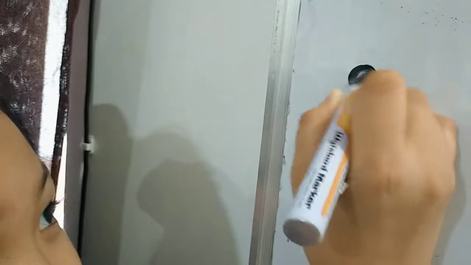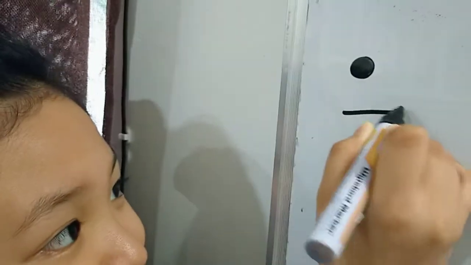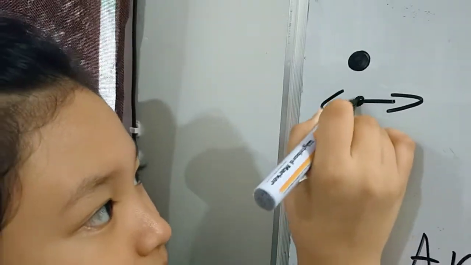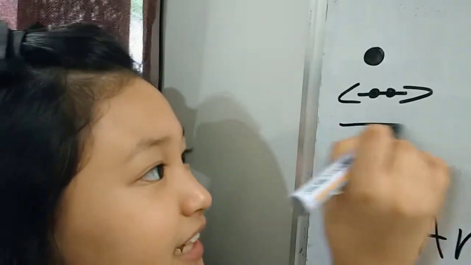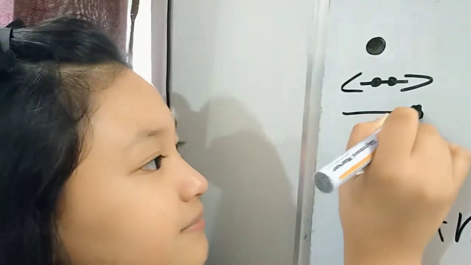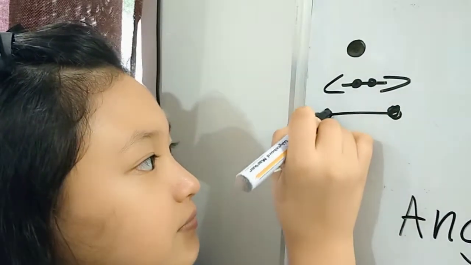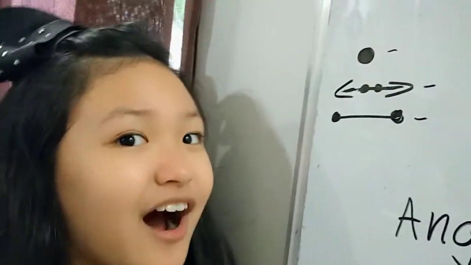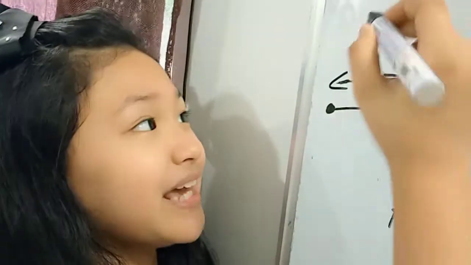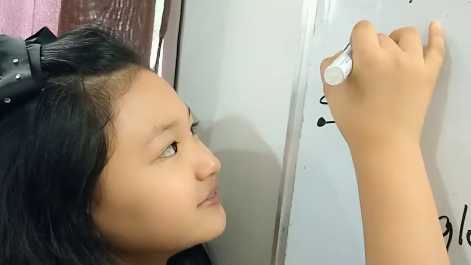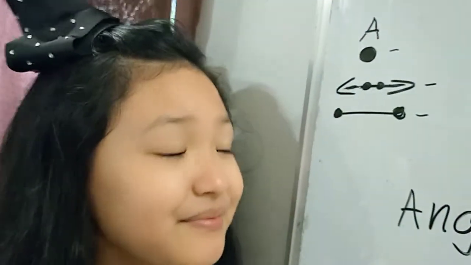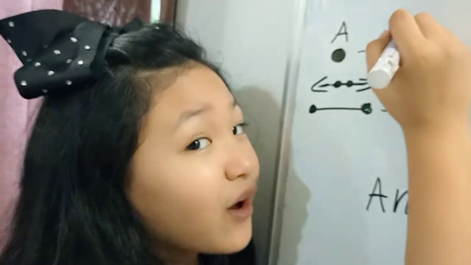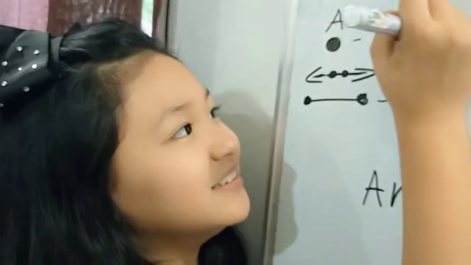We have learned what is a point, what is a line, and what is a line segment. Let's just have a quick review. A point is represented by a dot. We name a point by a capital letter. For example, point A.